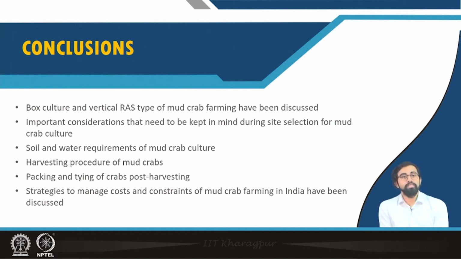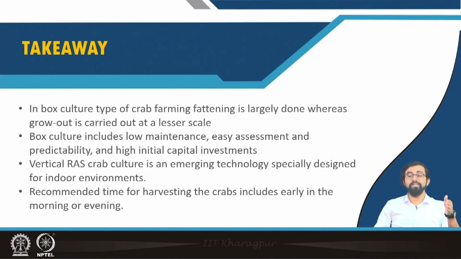So what we have discussed in this lecture in general: the methods like box culture and the vertical area systems for crab farming. We discussed the important considerations for site selection, soil and water requirements, the harvesting procedures, packing and tying of crabs after the harvesting is done, the strategies to manage the cost and the constraints of farming in India, and the troubleshooting measures that we can adopt for these techniques.